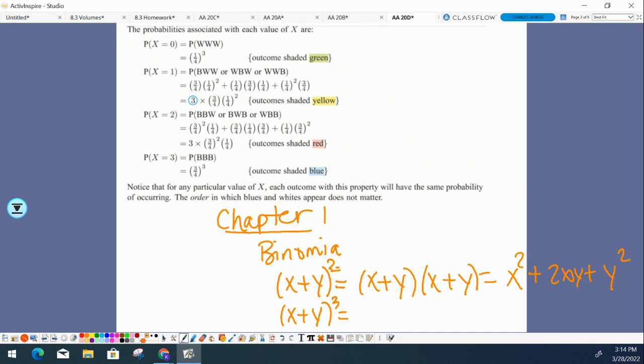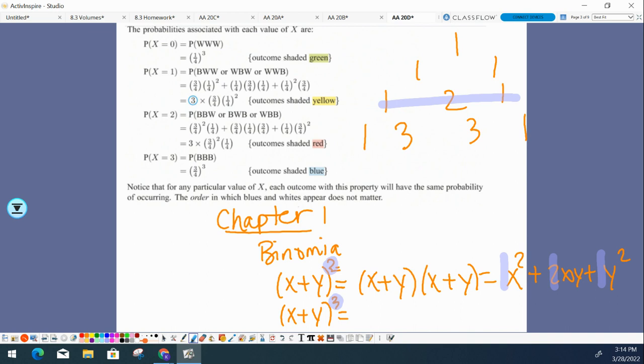remember we talked about Pascal's triangle? 1, 1, 1, 1, 2, 1, 1, 3, 3, 1. And what did the Pascal's triangle refer to? And this is a good review because you're going to have to know this. The 1, 2, 1 is the expansion. It's the coefficients of when you have it squared.